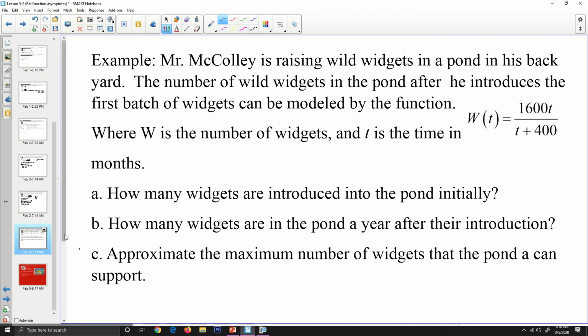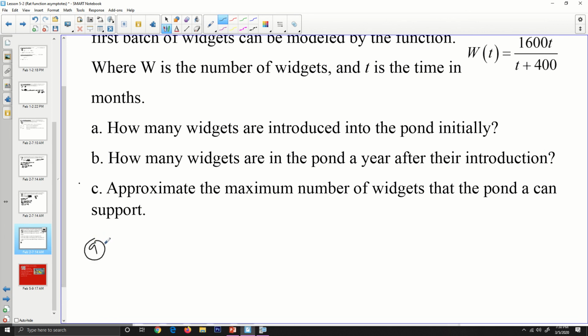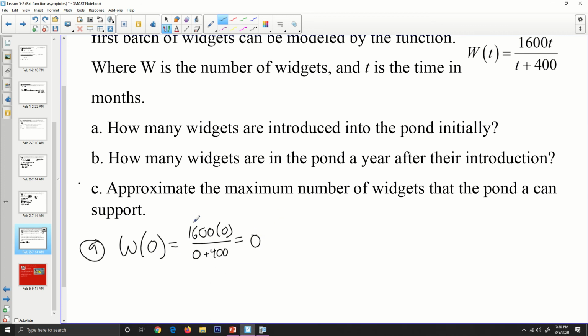Okay, so that's pretty simple. We're going to find out when t equals 0. So we're going to find w of 0. And so I've got 1600 times 0 over 0 plus 400. That's not very good because I get 0 over 400, so there's 0 then. Poorly written question, 0 widgets. I should have put like a +1 or something over there.